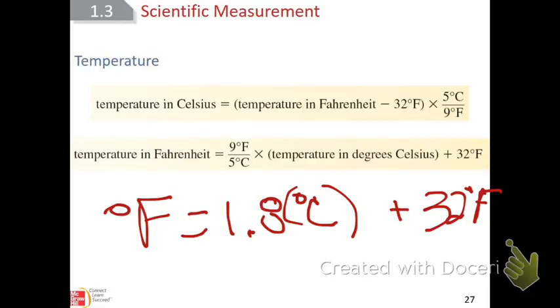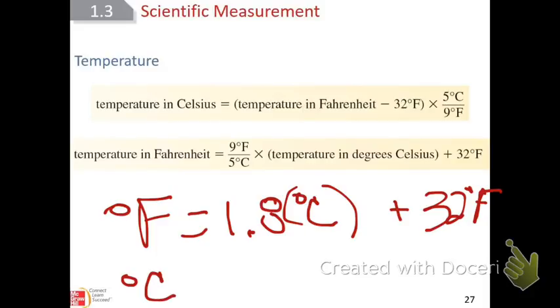And then if you want to go from Fahrenheit to Celsius, you would reverse that. You'd take your Fahrenheit, you'd subtract 32 from it, and then you divide by 1.8 and get your degrees Celsius. So that's how I would do it. It's a little bit different than what that says.